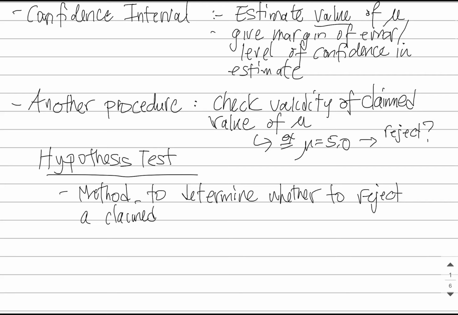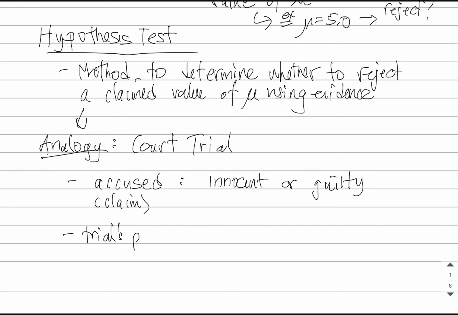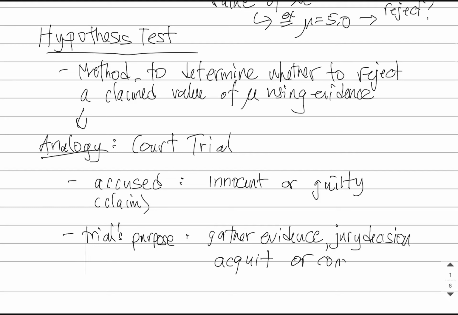Now, there are some important ideas here, and I think the best way to get them across is to talk about a good analogy. And I think the analogy here is a court trial. In a court trial, a person is accused of something. So there's a claim. Now, that person, they are either innocent or guilty. But the trial's purpose is to gather evidence and then for the jury to make a decision. And the decision is, should we acquit the accused or should we convict?